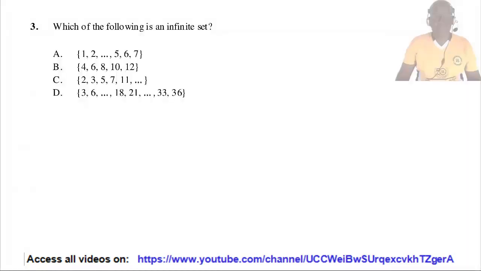Question 3. Which of the following is an infinite set? An infinite set contains uncountable number of elements, so the answer is C.